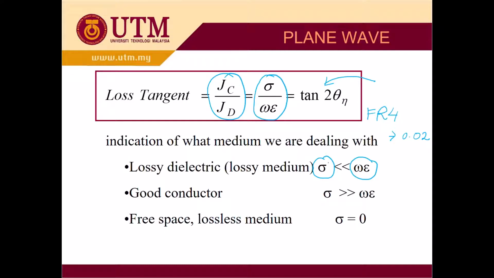Next, for a good conductor, for example silver, copper, gold, and so on, we have sigma very large compared to omega epsilon. The sigma represents how well the electrons can move inside the material. And lastly, we have free space and the lossless medium, where both cannot conduct electricity, so sigma will be equal to 0.